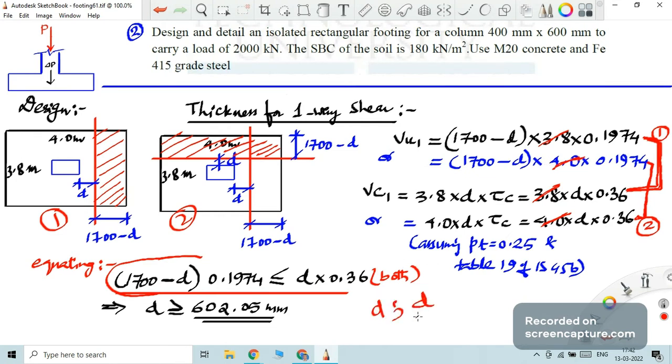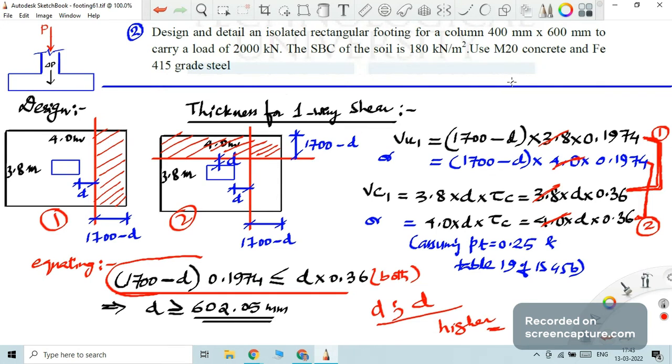And for the second case, also find out D. Select the higher value. I think this is only a numerical issue. You can easily understand what I am discussing. So please do it like that. But in this example, I have shown you the best, optimized, easy way to solve a rectangular footing whenever you don't have any space restriction.